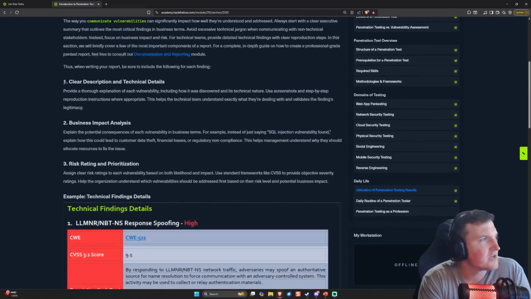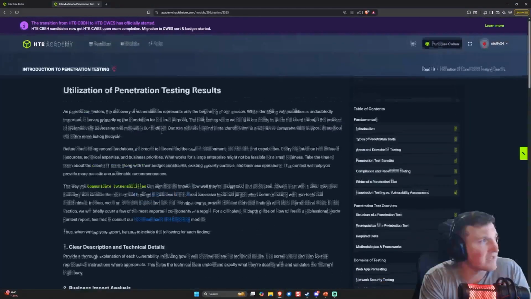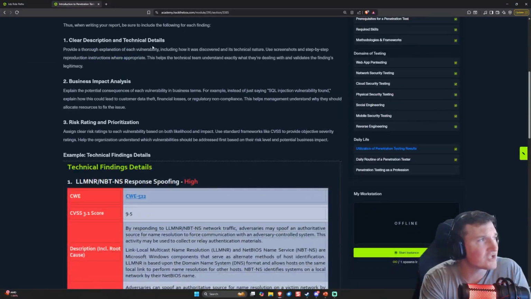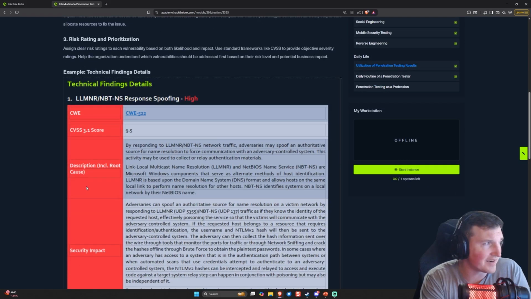But utilization of penetration testing results. Here's the big one. One of the big things you see a lot is clear description of technical details. A lot of times when people do security pen test reports, the number one problem I see is it's too technical. The descriptions are not clear, they're very technical, or they're out of the box. So an example would be a technical finding right here, description.